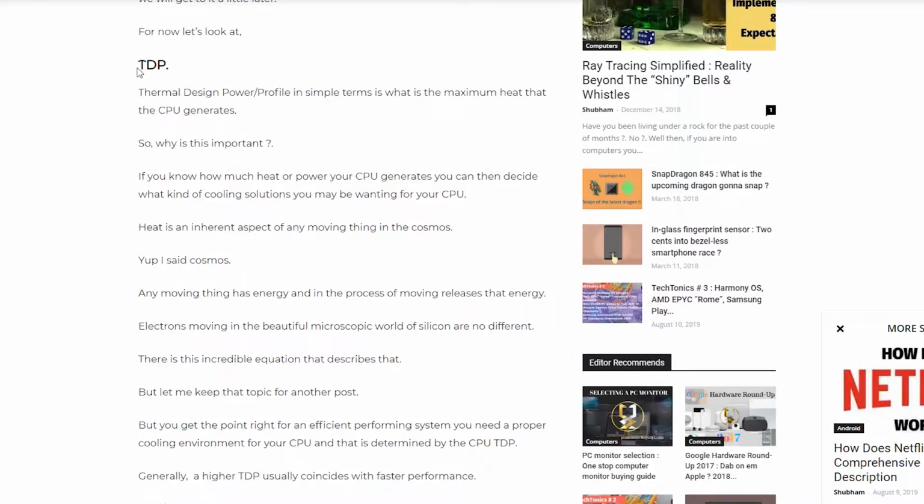So what's TDP? TDP stands for thermal design power, and it is actually a measurement of the maximum heat that your CPU will generate.